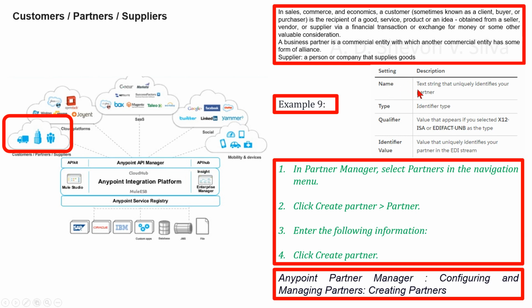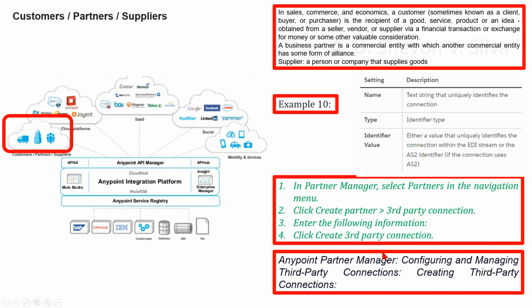A name, a text string that uniquely identifies your partner. Identifier type, qualifier, and value. The qualifier appears if you selected X12 ISA or EDIFACT UNB as the type. The identifier value uniquely identifies your partner in the EDI stream. 4. Click create partner.